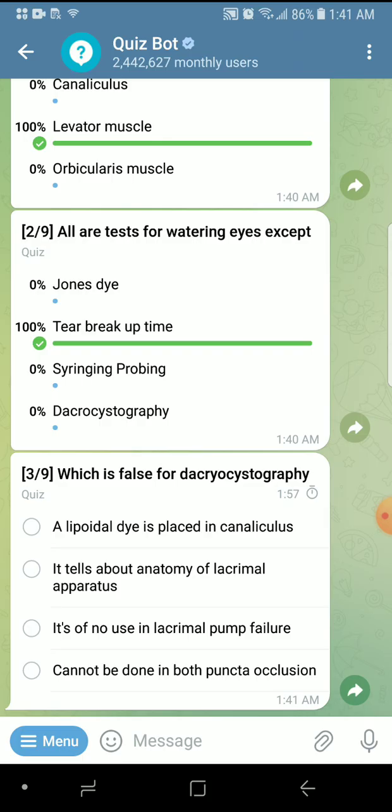But dacryo, see, the word dacryo is related to the lacrimal sac and gland. If there is a cyst involved with that, that will be the lacrimal sac. So you put a dye into the canaliculi. It tells about the anatomy of the lacrimal apparatus. It's of no use in lacrimal pump failure, that is true, and it cannot be done in puncta occlusion.